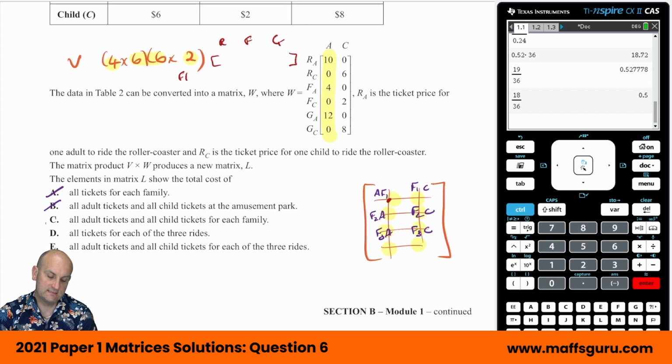All adult tickets and all child tickets for each family, that's looking likely. All tickets for each of the 3 rides, nope. All adult tickets and all child tickets for each of the 3 rides, no. So I'm going to go C as my correct answer.